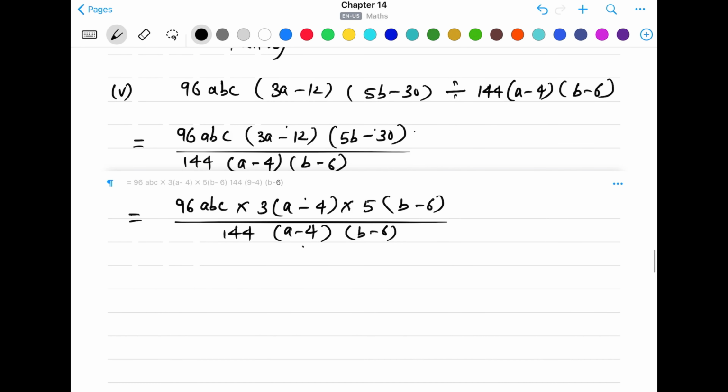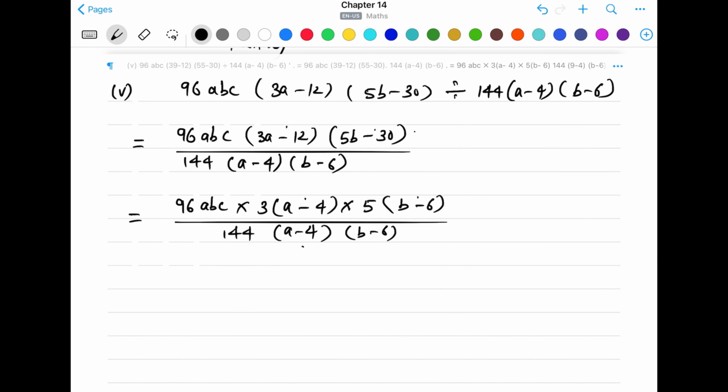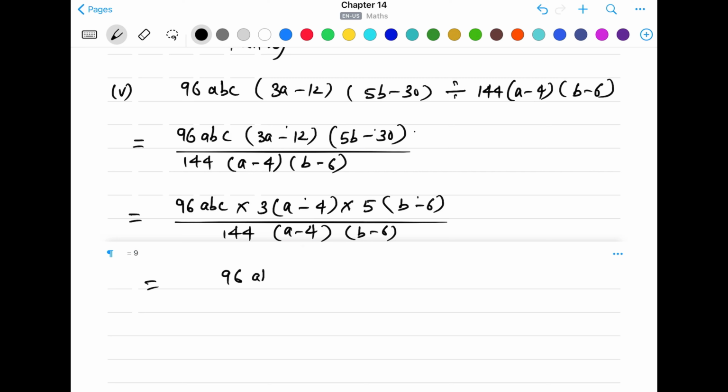Okay, now this a minus 4 and a minus 4 will be cancelled out, this b minus 4 and b minus 6 and b minus 6 will be cancelled out, because all the terms are in multiplication. Okay, so what we are left with is 96abc into this 3 into 5 is 15 divided by 144. Now this 144 and 96 are divisible by 16, so we'll get 6 here and 9 here.